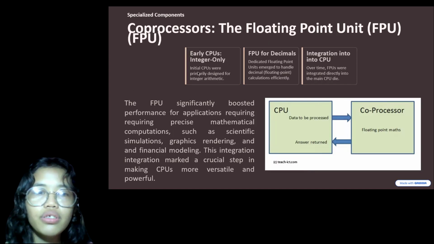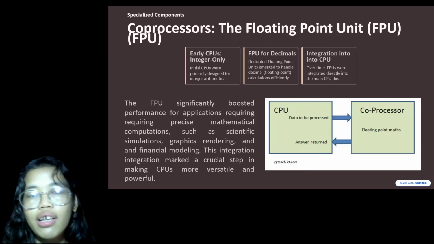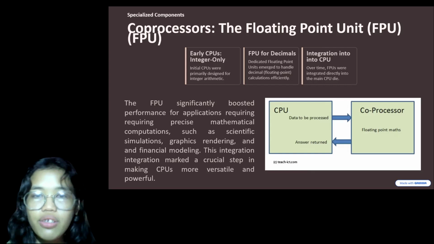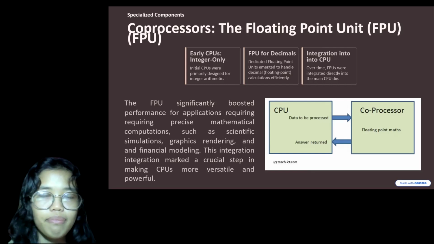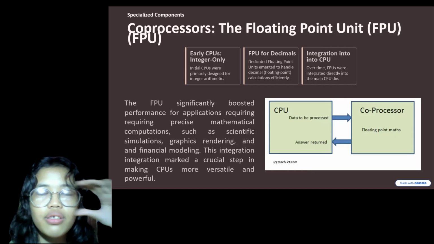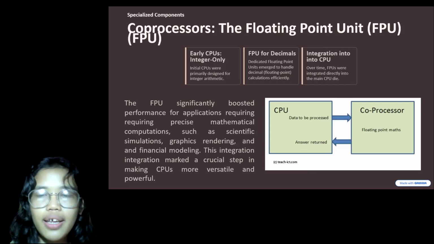So early CPUs used integers. Initial CPUs were primarily designed for just integer arithmetic, so only whole numbers. Imagine that. But if you need decimals, they can perform that.